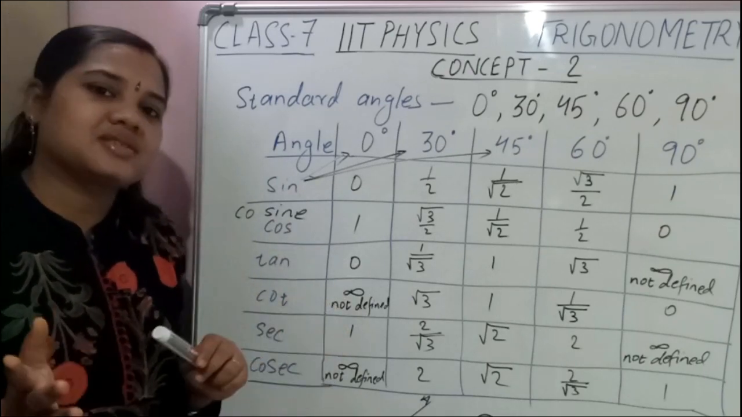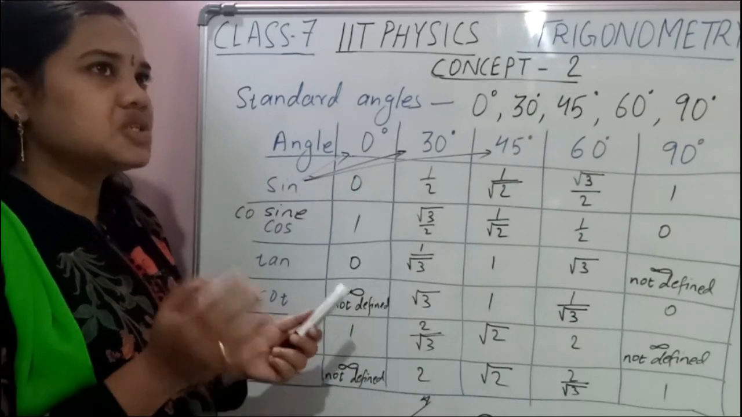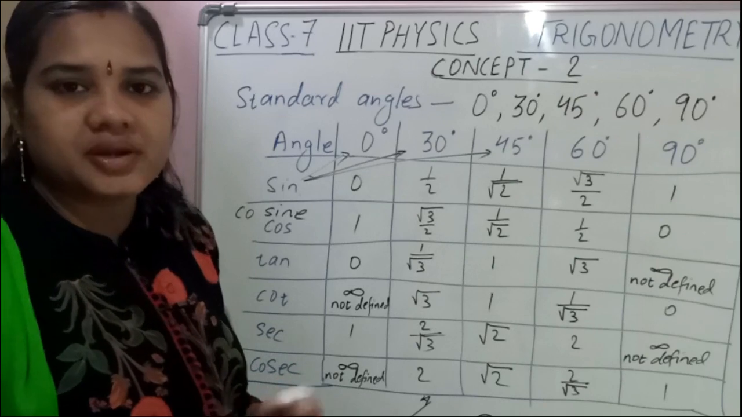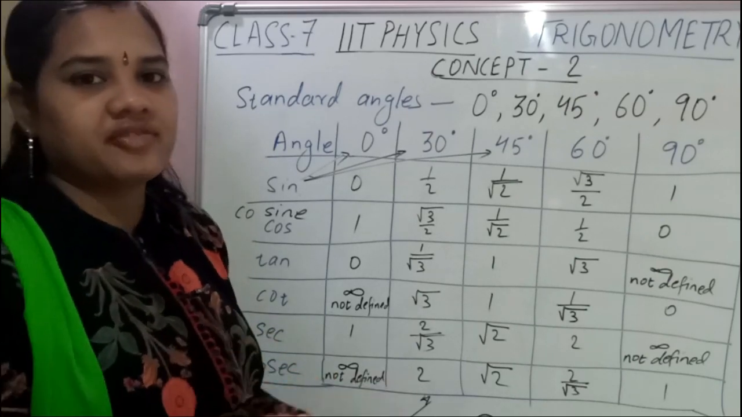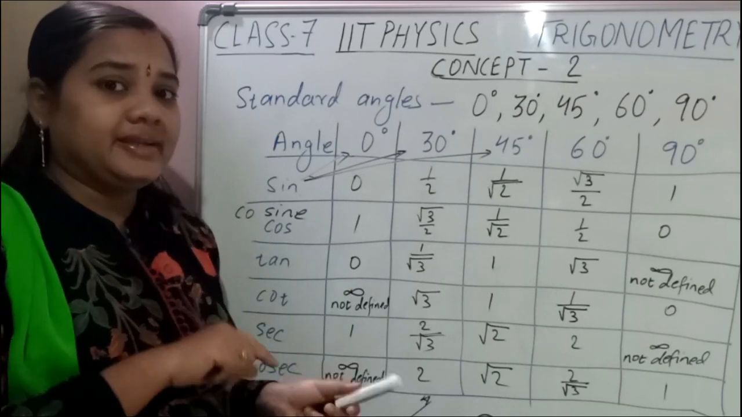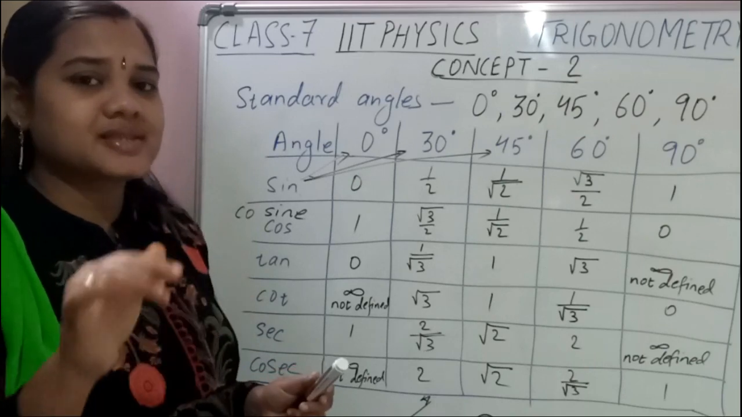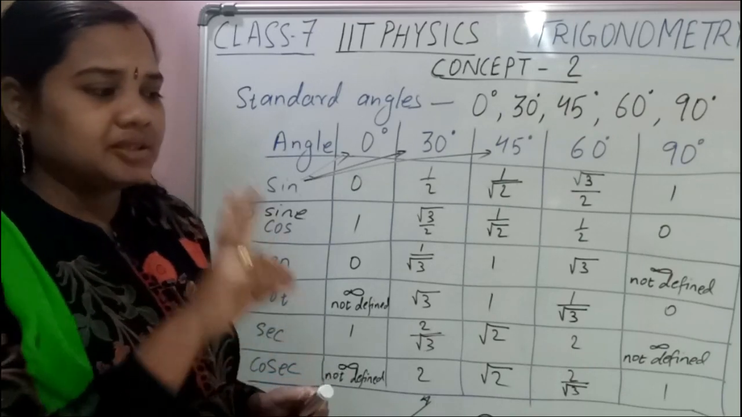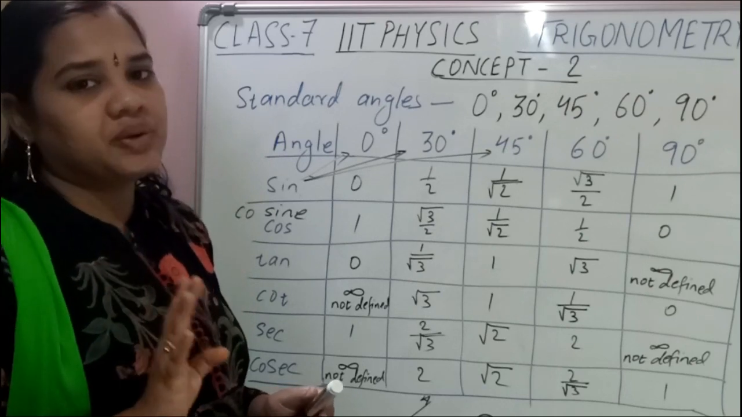Example, 30 degrees, 60 degrees. 30 plus 60, how much? 90. So 30 and 60 are complementary angles. 45 is complementary of 45 because 45 plus 45 is 90. Clear? Then 80 and 10 are complementary because 80 plus 10 equals 90. So if the sum of two angles is 90 degrees, they are known as complementary angles.